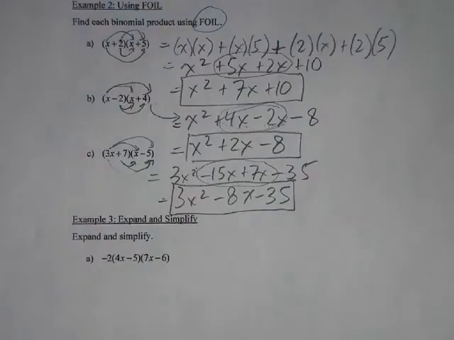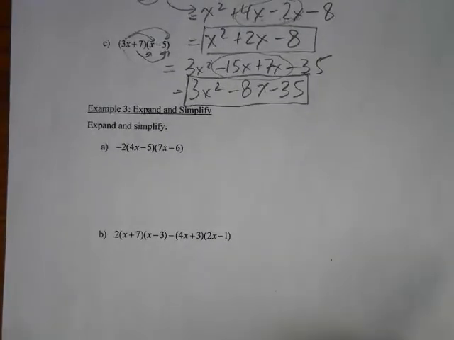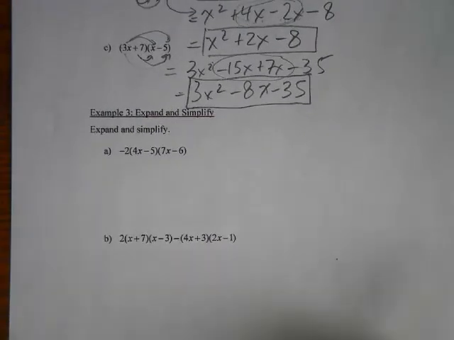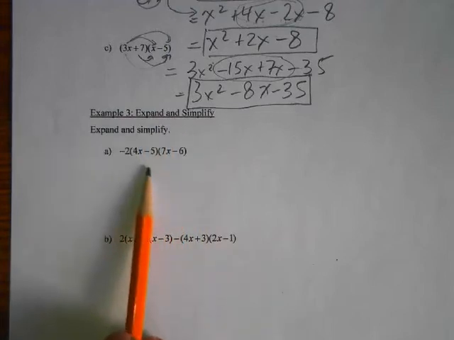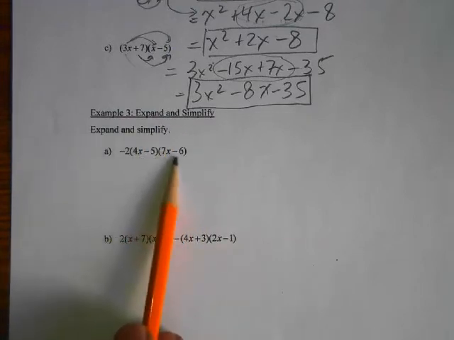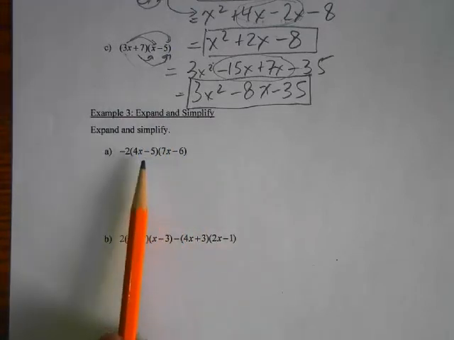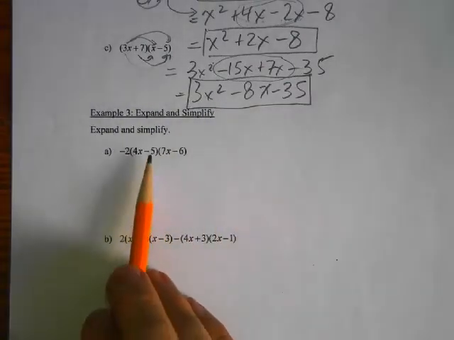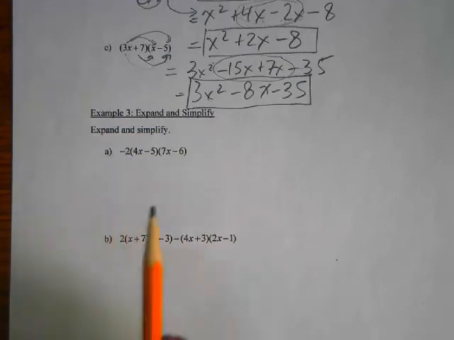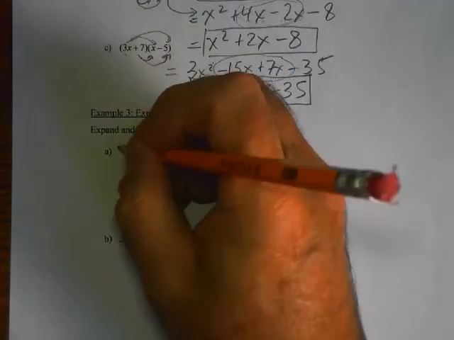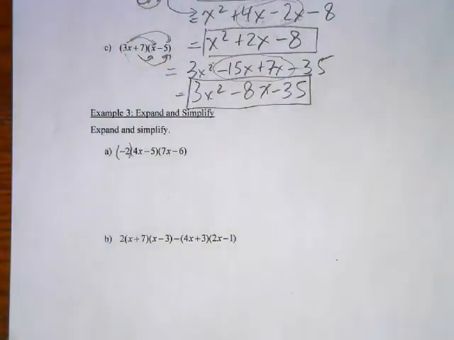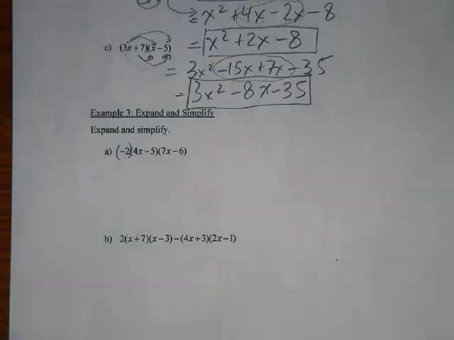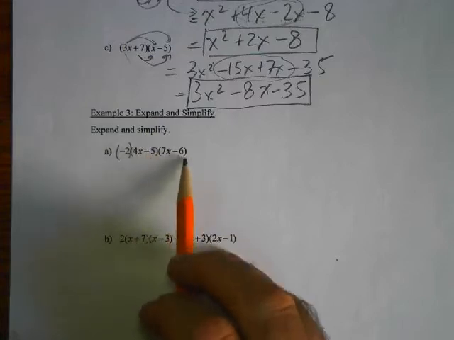So we're going to up the level of difficulty here. So we're going to expand and simplify, which basically means we're going to multiply and combine like terms. So this time we've got two binomials, but we have a constant out front, and you can always put that constant in brackets to make it clear to yourself that you're multiplying. So what do you do now?